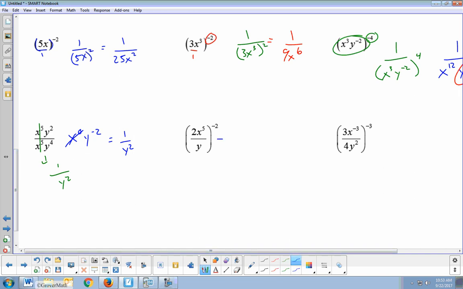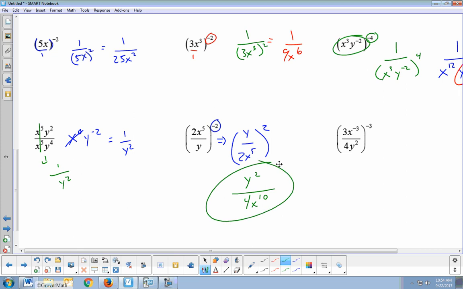All right, one more example here, and I'll check the clock, and if we're past 10 minutes, I'll skip that last one. So let's try this one here. Negative exponent, reciprocal of the base. So y goes to the top, 2x to the fifth goes to the bottom. And that whole thing is now being raised to a positive 2 exponent. Apply that to the top and the bottom. Y to the second is y squared. The bottom, 2 squared is 4, and x to the fifth raised to the second exponent, exponent raised by exponent, is multiplied. Final answer there.